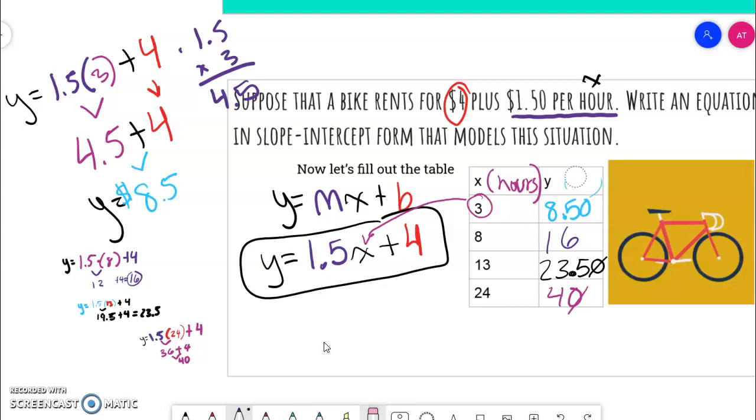It definitely does help if you label what your x and y are next to each other, like as I'm doing here. This is money. Or you could put dollars, however you want to phrase it. All right, let's try the next one.